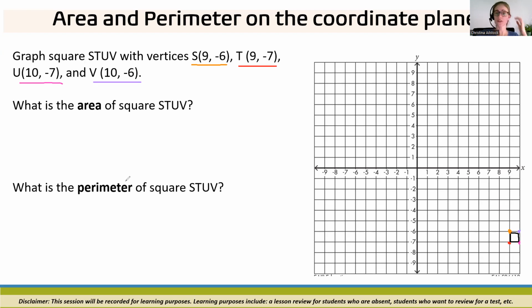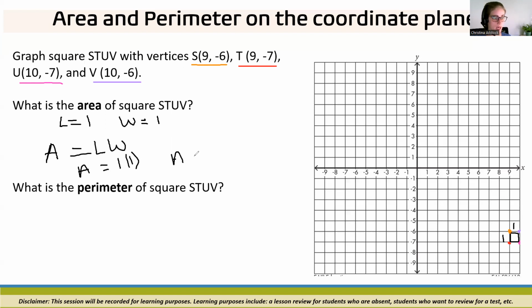So if we look at this, whether we're finding area or perimeter, and we need to do both, we need the length and the width of our square. Well, I can see here that the distance between these points is 1 unit. So we have a length of 1 and a width of 1. The formula to find the area of a square is length times width. So we will simply take 1 times 1, and that would give us an area of 1 unit squared.